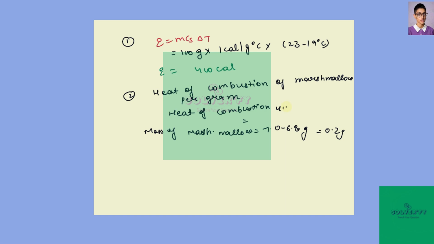So here 400 calorie upon 0.2 gram, which is equal to, so here we get that the heat of combustion is equal to 2000 calorie per gram.